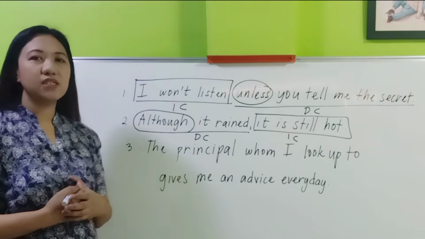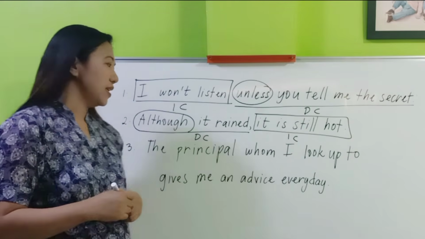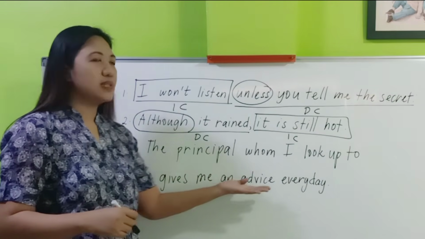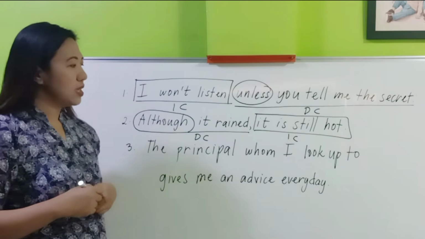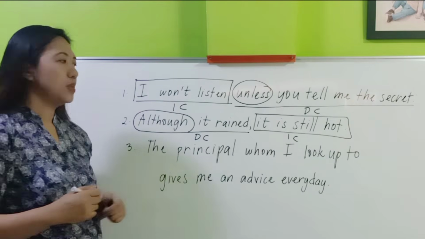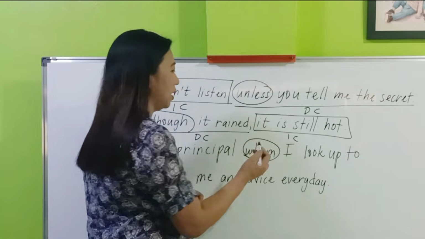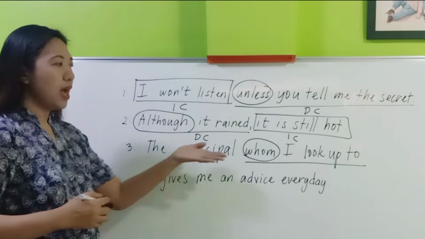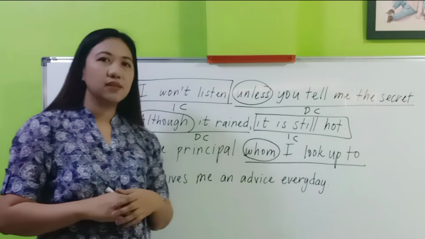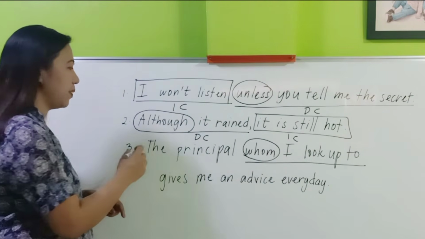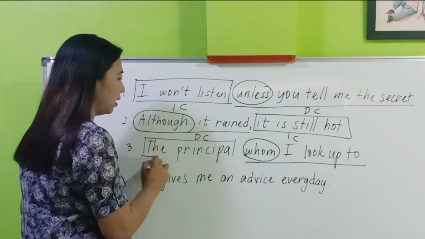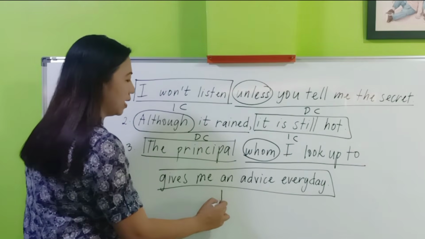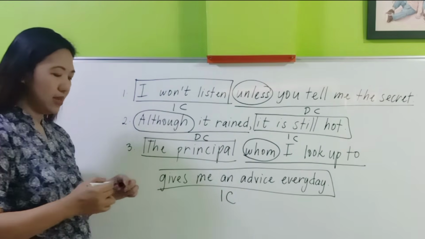Sometimes the dependent clause is found in the middle of the sentence. Example, the principal whom I looked up to gives me an advice every day. What is the dependent marker used? Whom. And then, this is now the dependent clause, whom I look up to. And what remains is the independent clause. The principal gives me an advice every day. So this is now the independent clause.